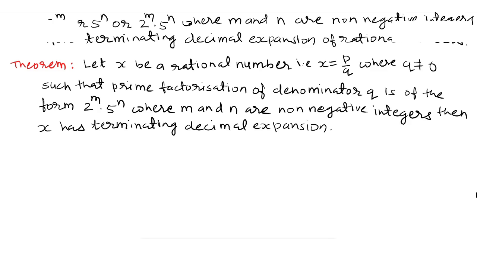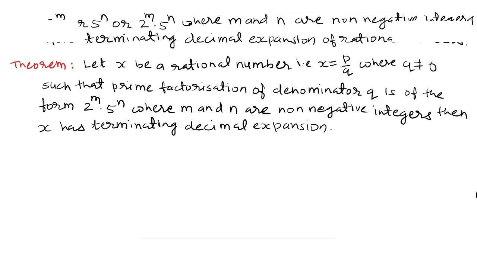We go to the next theorem, which is the converse of the above theorem, which states: let x be a rational number, that is x equals p upon q, where q is not equal to 0, such that the prime factorization of the denominator q is of the form 2 to the power m into 5 to the power n, where m and n are non-negative integers. Then x has a terminating decimal expansion.